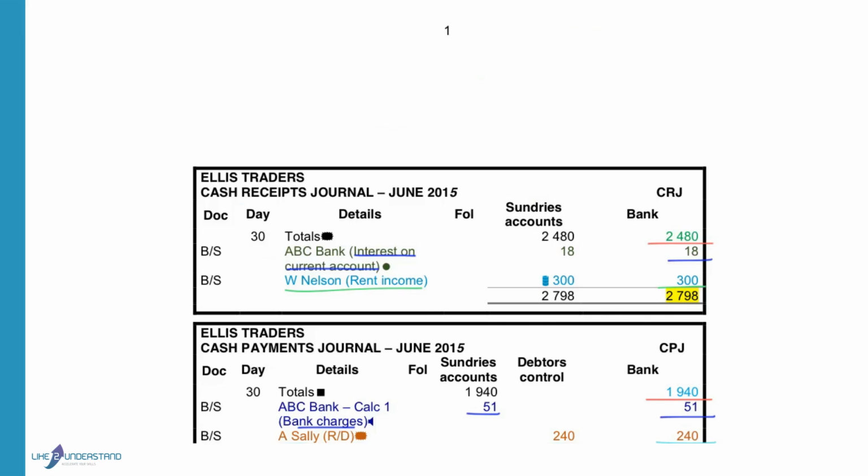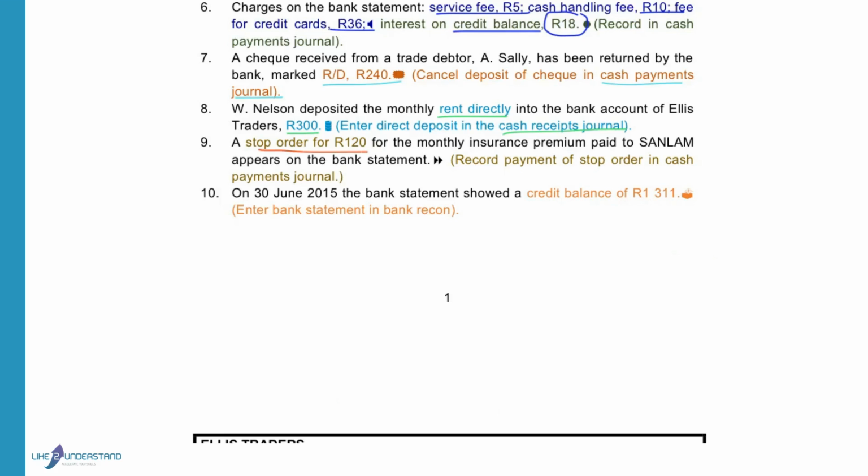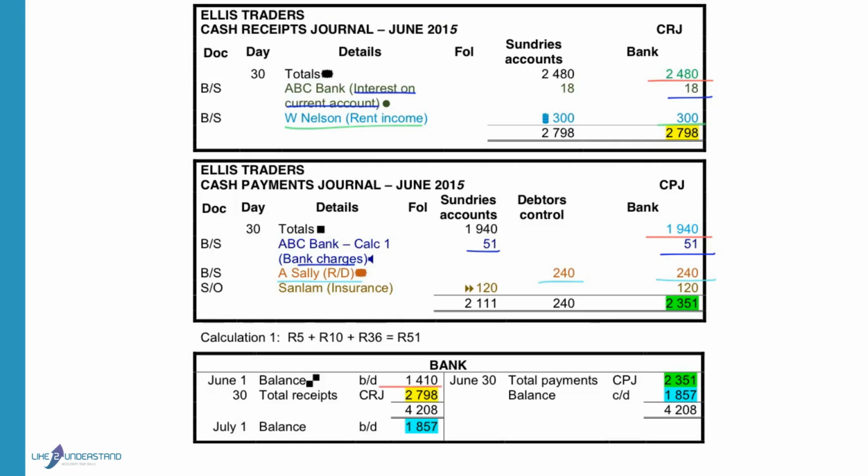A stop order of 120, it's just like a check that was paid out by the business, so we have to record this stop order in the cash payments journal to reduce the amount of money in the bank. In the cash payments journal, we will show that the check was issued to Sanlam to pay insurance, so the expense insurance will be debited and the money in the bank will be reduced with 120 Rand.